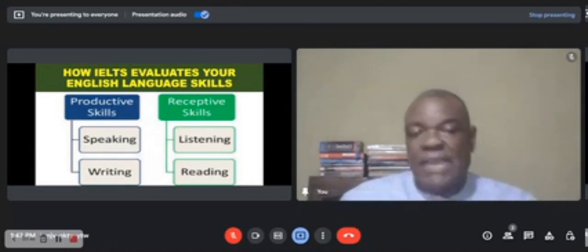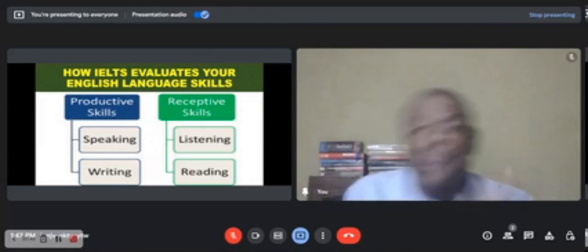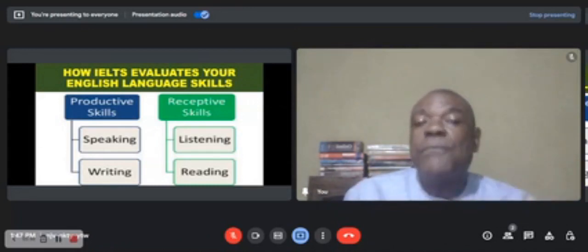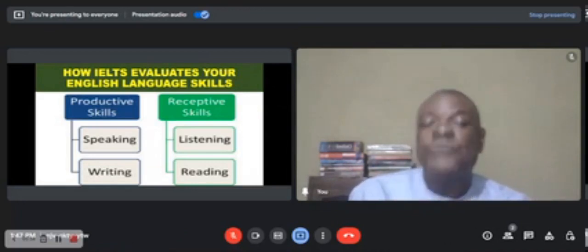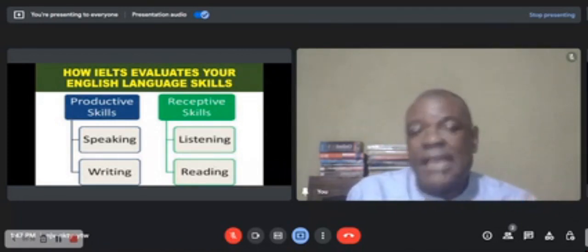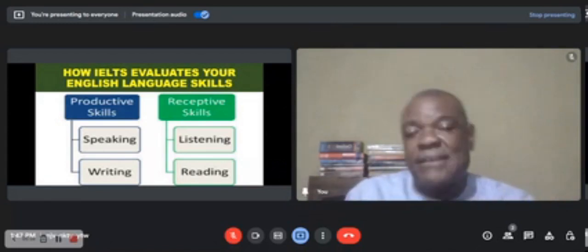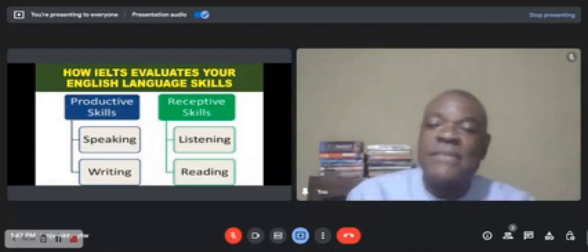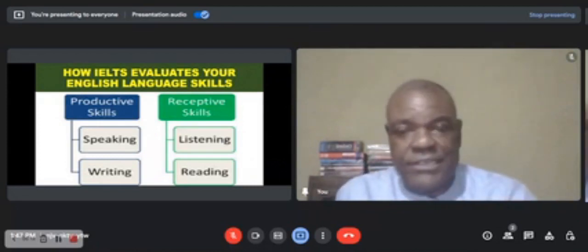Now, because both are receptive skills, how does IELTS evaluate your productive skills, writing and speaking? There are four criteria for scoring your performance in each productive skill. In writing, one of the criteria is vocabulary. And in speaking, one of the criteria is fluency. There are, of course, other criteria, four of them, to evaluate or assess your performance in each module or in each area of skill, all right?